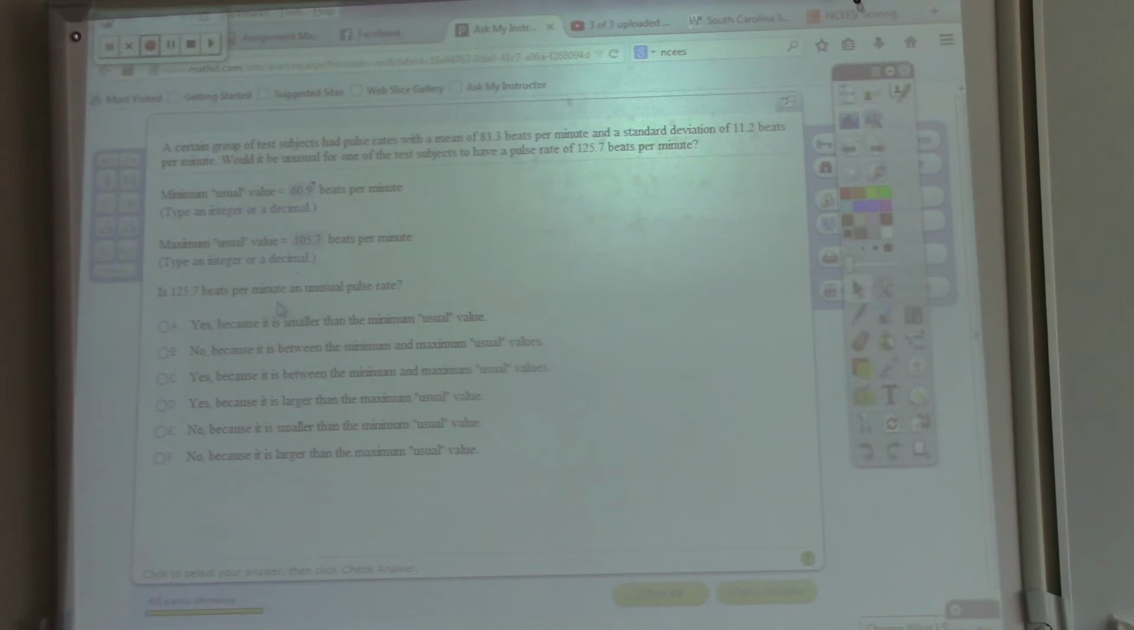Is 125 unusual? Well, it's either A, C, or D. It's larger than the maximum usual value. Good job. You're so smart. That's it. So that's a good test question because it does everything with the mean and standard deviation, but it's also kind of simple. But it ain't simple if you don't draw a picture. If you don't draw a picture, you have no clue what they're talking about.